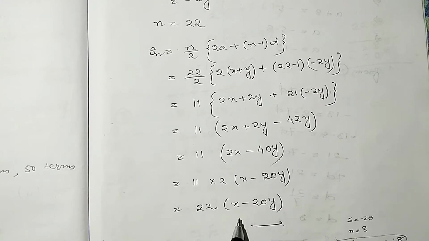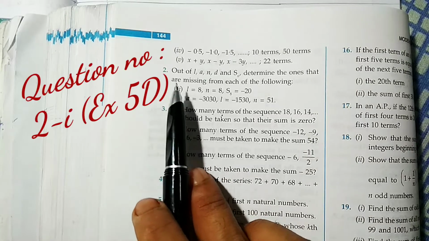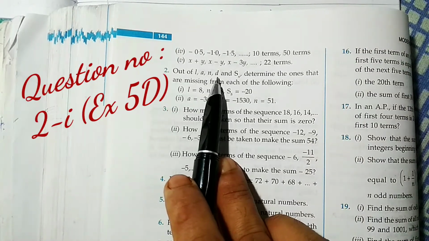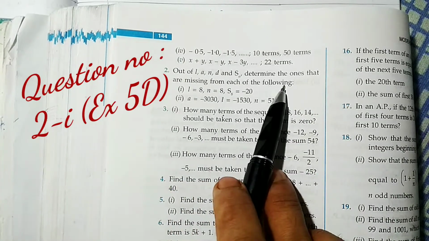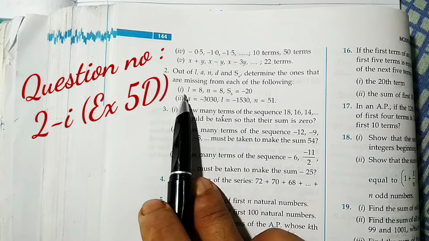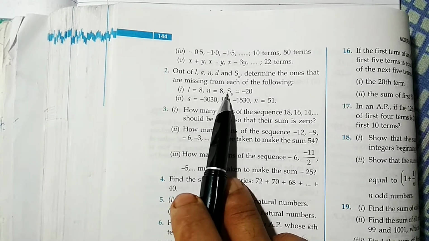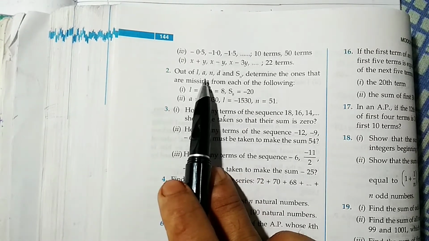Further simplification not possible. So this is the required sum. Now question number 2, first part. Out of L, A, N, D and Sn, determine the ones that are missing from each of the following. L is given 8. L means last term, or we can say N. N is 8. Sum of 8 terms is minus 20. So we have to find A and D.